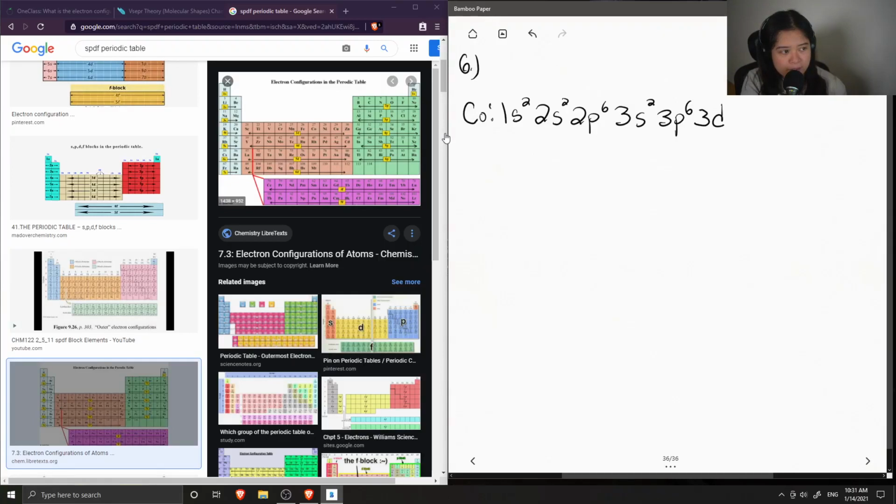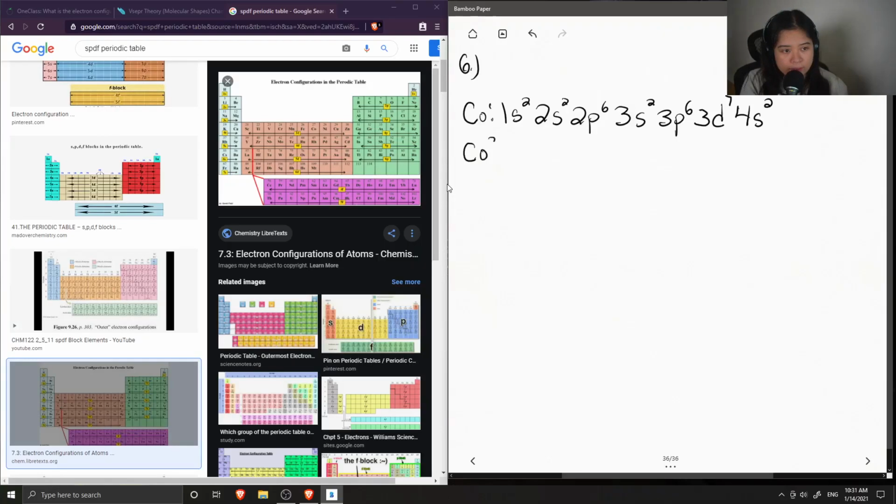So if we count, we have 1, 2, 3, 4, 5, 6, 7. So I'm going to write 3d7. And then I'm going to write 4s2, since the 4s orbital would be higher in energy than the 3d orbital. Okay, so we're left with this electron configuration for the cobalt in its ground state.